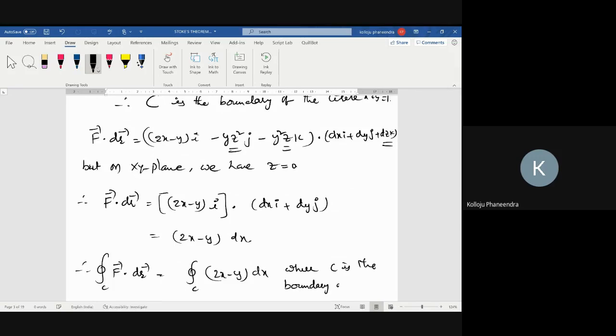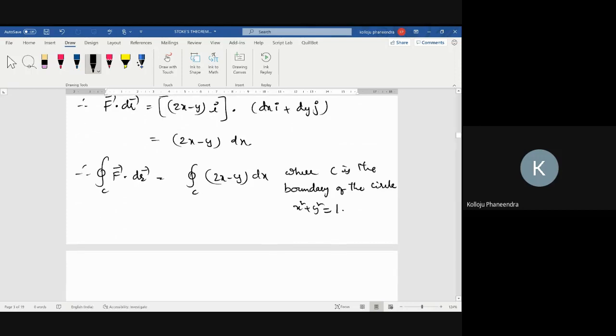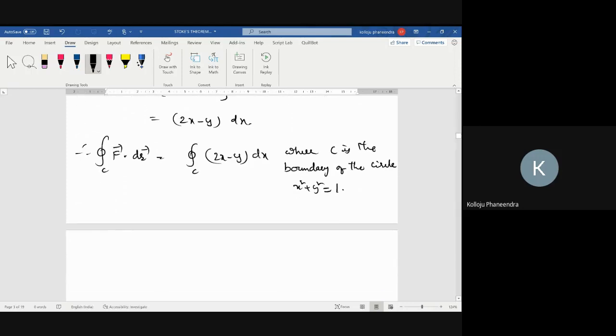C is the boundary of the circle x square plus y square equal to 1. Now, our line integral problem. What did we do in a line integral over a circular path? We put parametric equations.